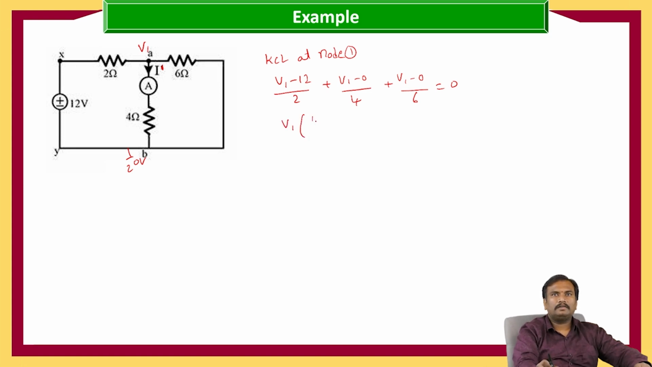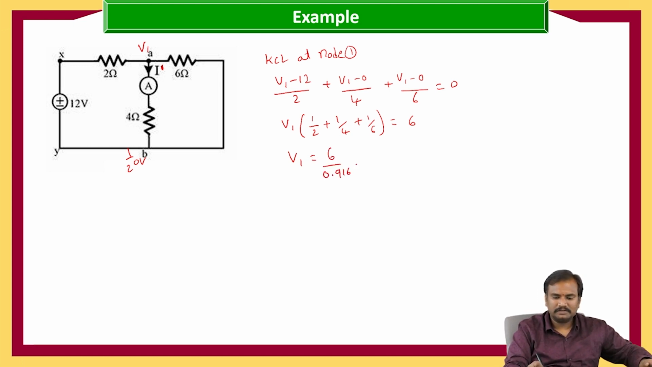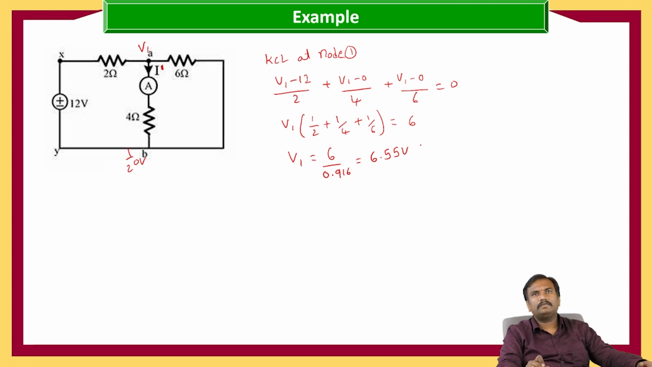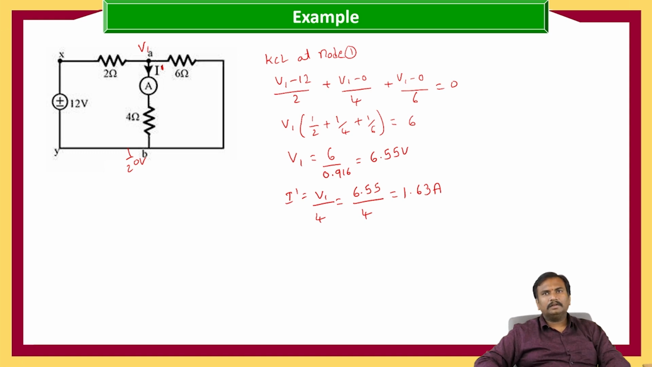If we take V1 common, 1 by 2 plus 1 by 4 plus 1 by 6, which is equal to 6, where V1 is equal to 6 by 0.916, which is equal to 6.55 volts. So here we got the V1 value as 6.55 volts, where I dash is equal to V1 by 4, which is equal to 6.55 by 4, 1.637 amperes. This is the I dash value we got.